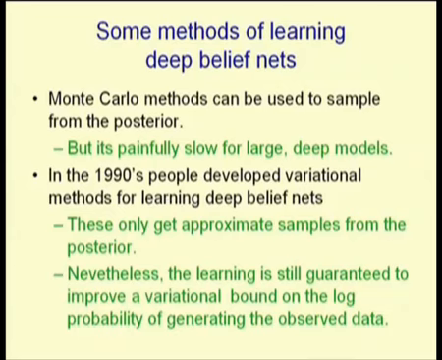Alternatively, we can sort of ignore explaining away and use much faster methods for getting approximate samples from the posterior. And we can show that if you do that, I'm not going to go into variational learning here, if you do get these approximate samples, then you can do learning, in fact just the same kind of learning as we were doing when we got exact samples.